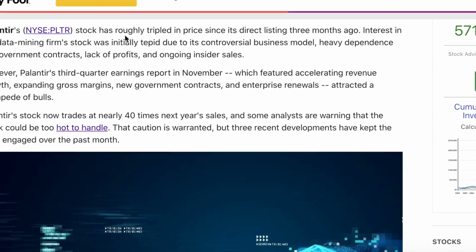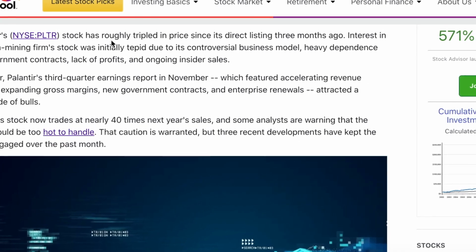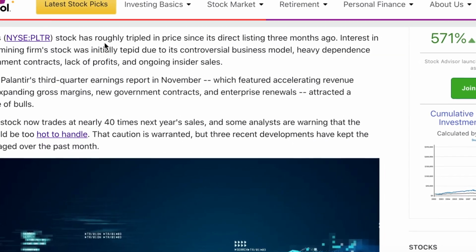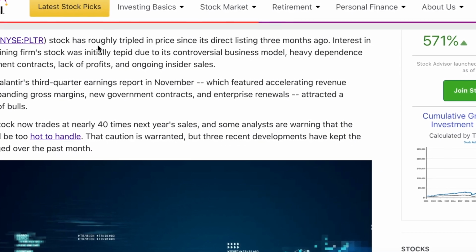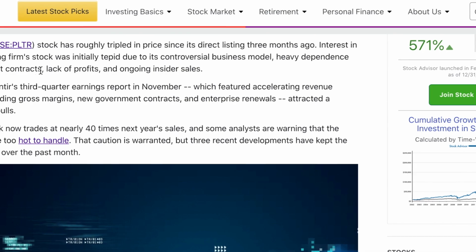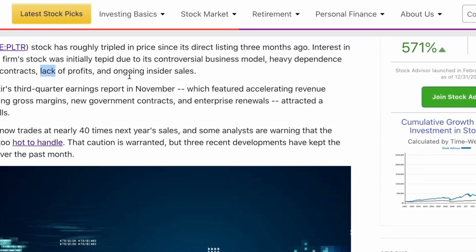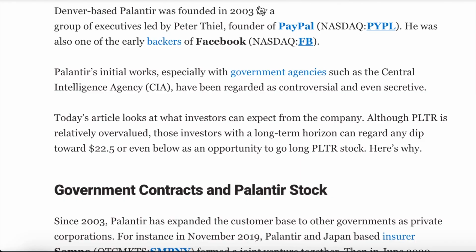Well, that's good to know, because from what I've seen so far, they have quite many clients in all kinds of industries. So this is really interesting to read, that it is heavily dependent on government contracts and lacks profits. Yeah, I will show it to you later, etc.